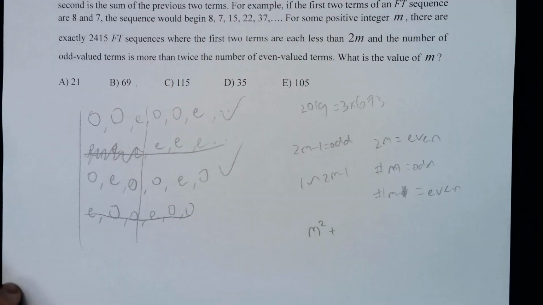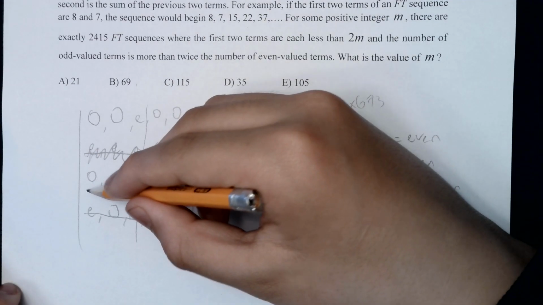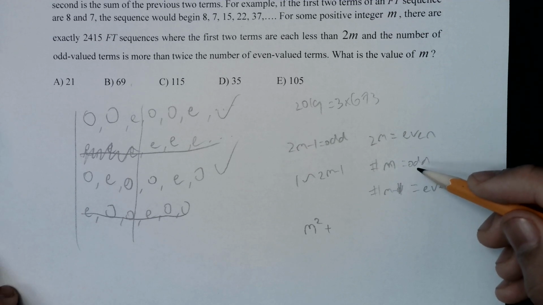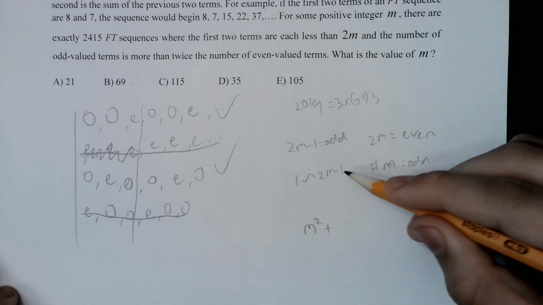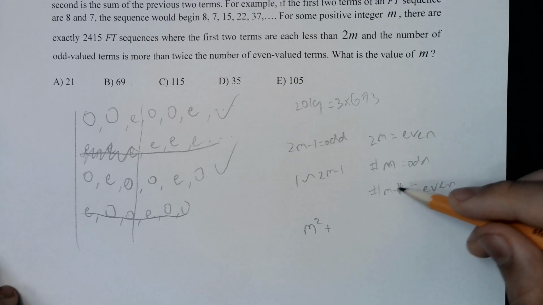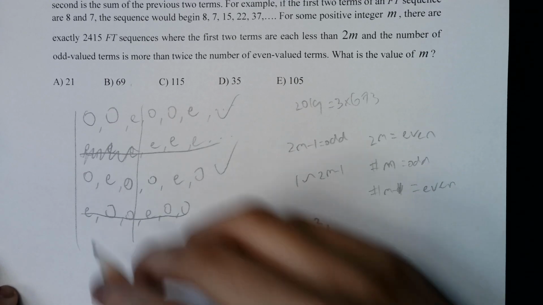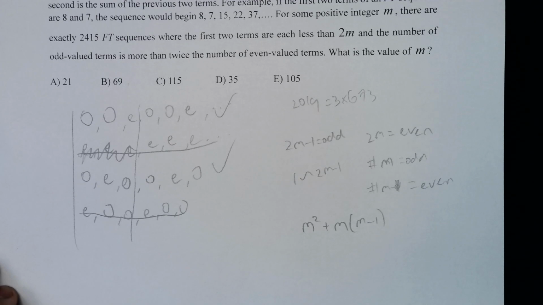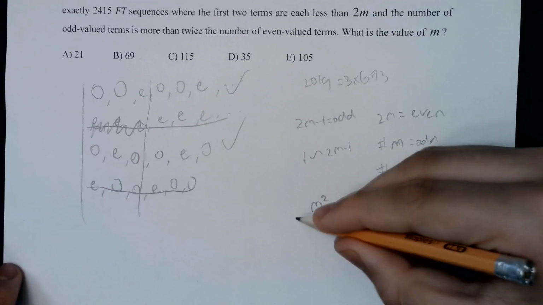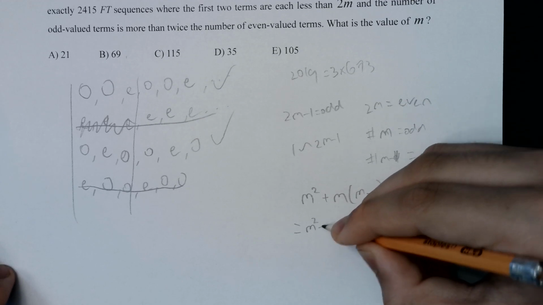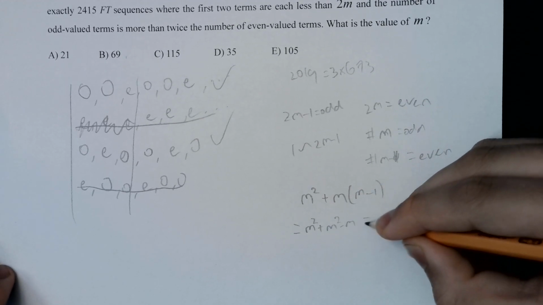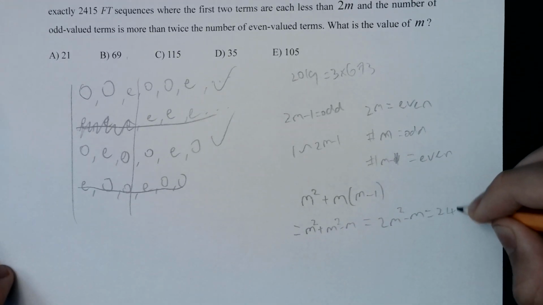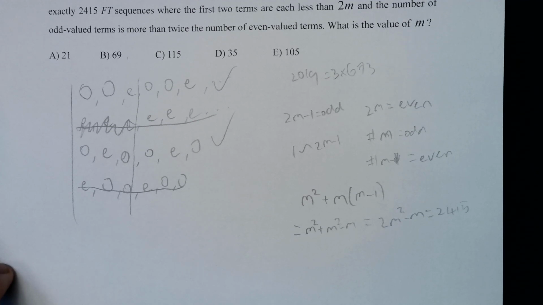So now let's look at the third sequence. Now the third sequence, as I said before, is going to be, the first two terms are going to be odd and then even. So the number of different integers that are underneath 2m minus 1 that are odd is m, and vice versa for even, but it's going to be m minus 1. So this means, since we need an odd and even, it's going to be equal to m times m minus 1. Now this is going to be expanded into m squared plus m squared minus m, which is going to be equal to 2m squared minus m. And this should be equal to our exact number of 2,415 total FT sequences that we can have that match this condition.